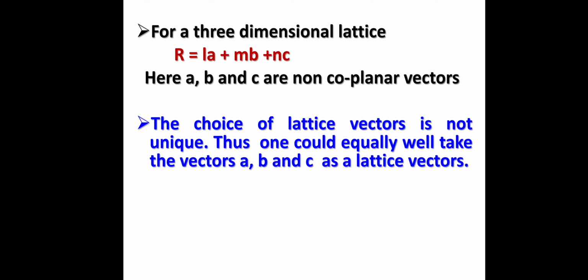For a three-dimensional lattice, it is LA plus MB plus NC. A, B, C are non-coplanar vectors in three dimensions, that is along x, along y, and along z respectively. Of course, the choice of lattice vectors is not unique. One could equally well take the vectors A, B, C as lattice vectors itself.